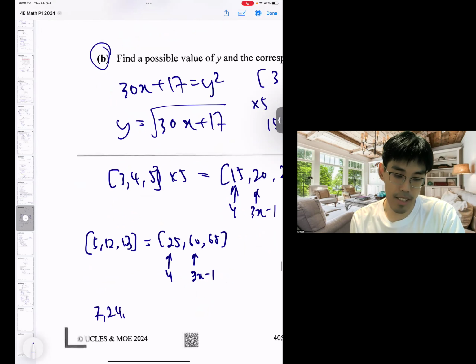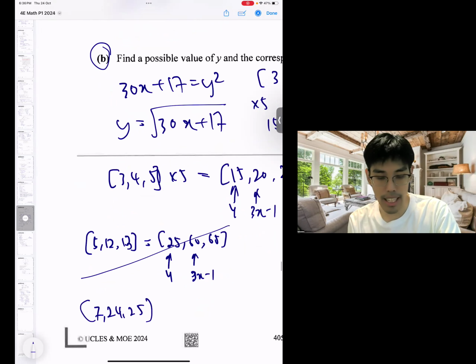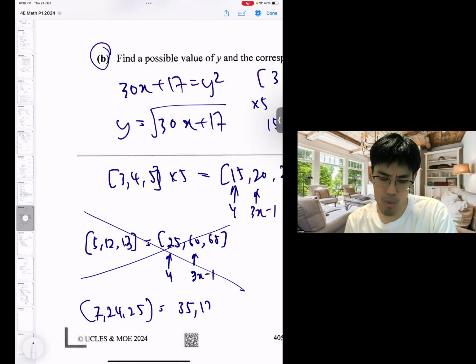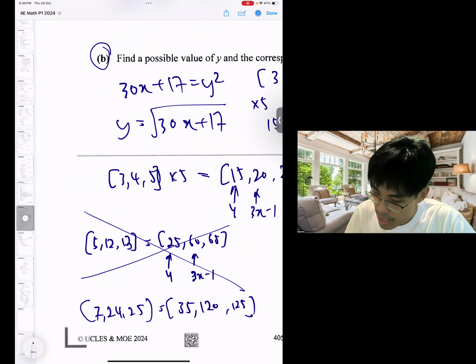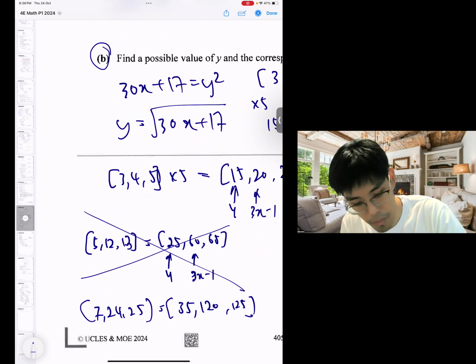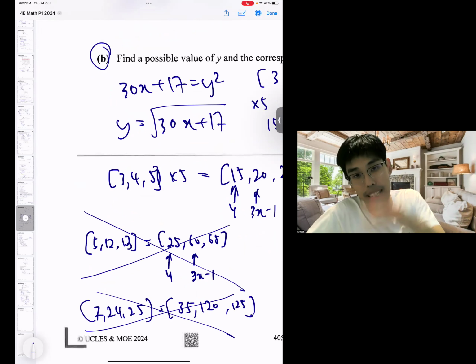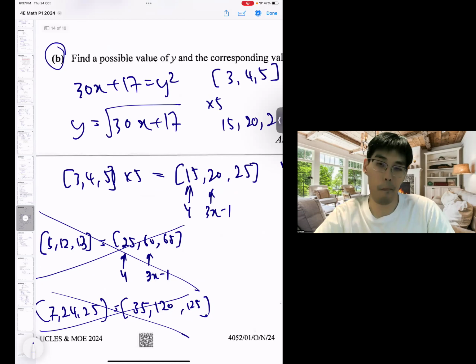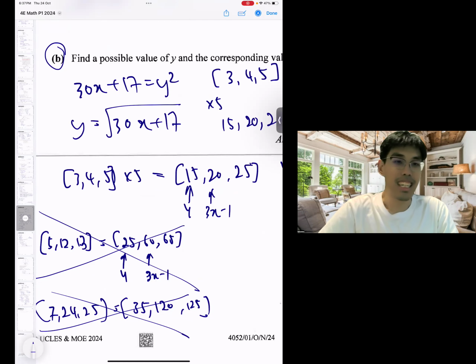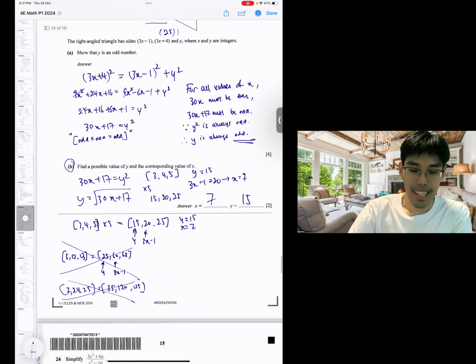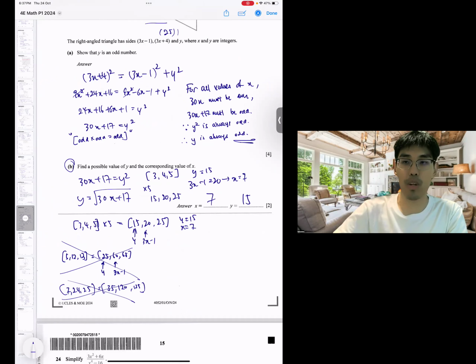Another one I can think of is 17, 24, 25. So this one cannot. So times 5. 35 times 5, 120 times 5, 125. So you can 121 divided by 3? 121 divided by 3 also cannot. Whatever lah. Since the lowest case is the best answer to go already. Yeah. So x is 7, y is 15. Can. Yeah, so much about doing extra, whatever.